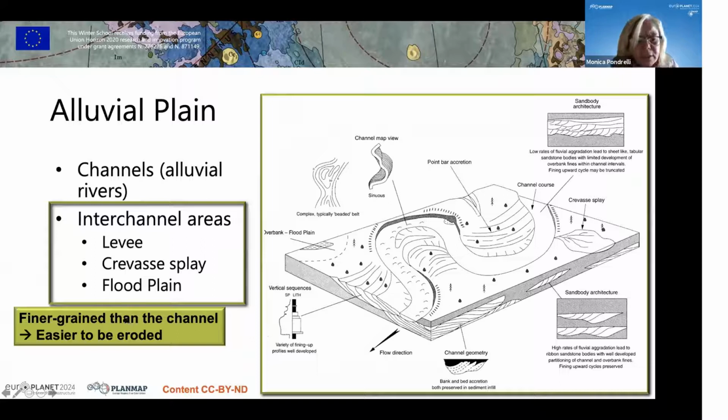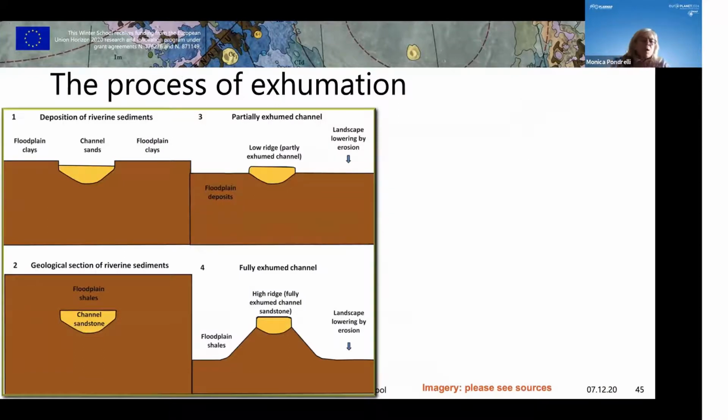In general, all the interchannel areas are characterized by finer grained material, which means that these materials are easier to be eroded. So that's why on Mars we have very often this kind of story. Basically, once the evolution of this channel and floodplain system ends, erosion starts to act. And of course, even just aeolian erosion is much more effective on these finer grain deposits than on these coarser grain soils, which are sandstone or maybe gravel deposits, so are very difficult to be eroded by wind.